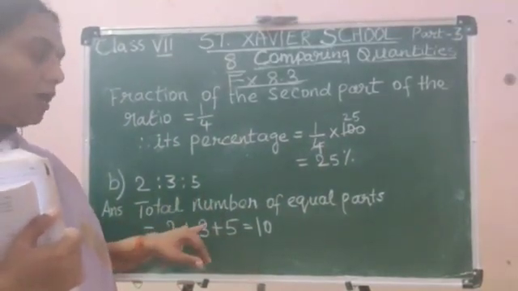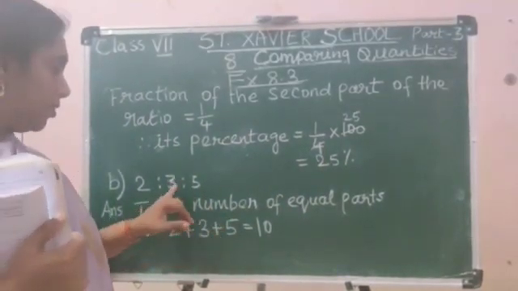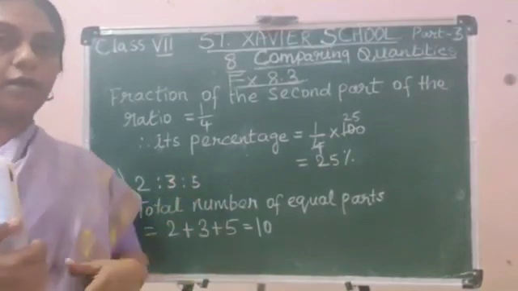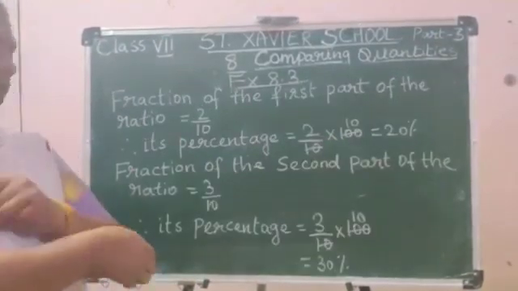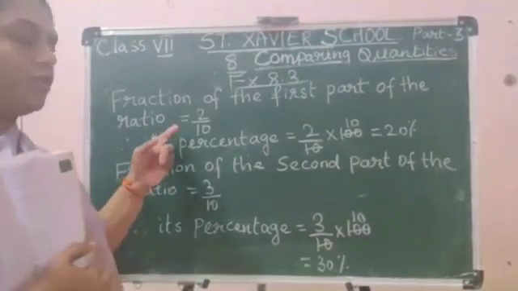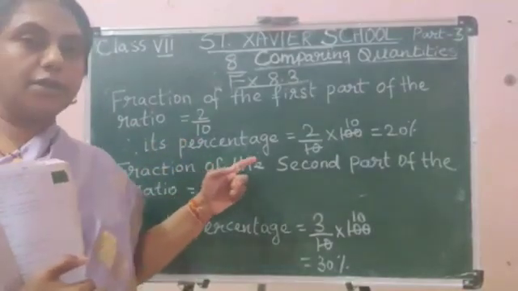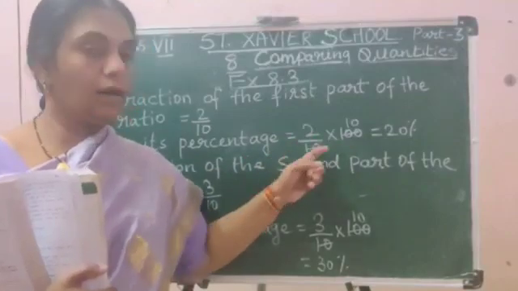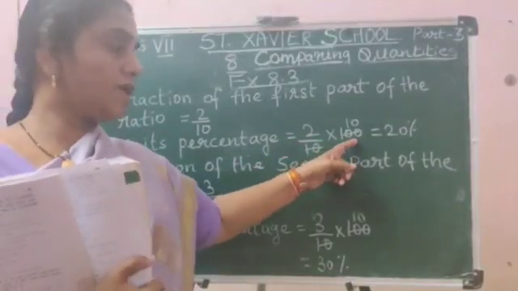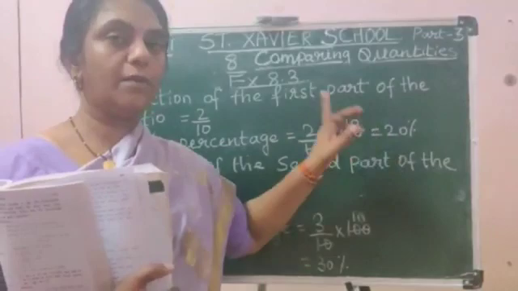Now, question number B. 2:3:5. So, the total number of equal parts is 2 plus 3 plus 5, that is equal to 10. So, the fraction of the first part of the ratio is 2 by 10. So, its percentage is 2 by 10 into 100. 10 and 100 will be simplified. 10 times 10 tens are 100, which is equal to 20%.